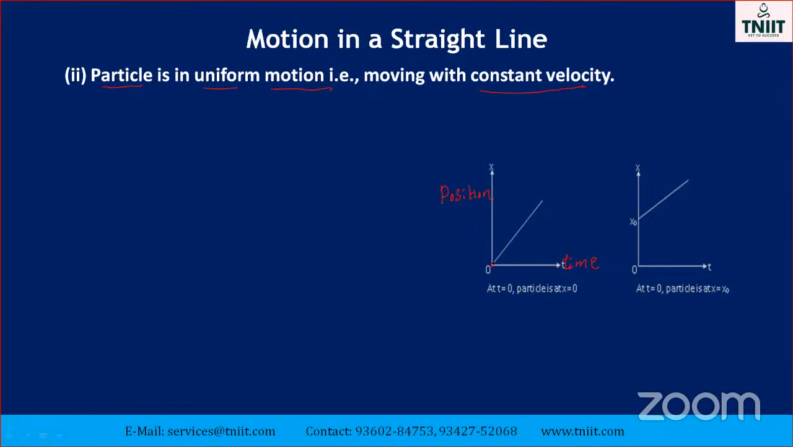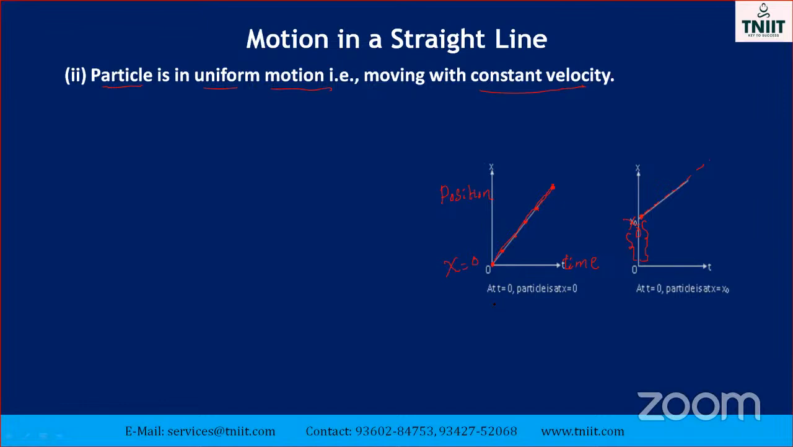Now the particle is moving with uniform velocity, means the particle keeps on changing its position, but it will cover equal position in equal intervals of time. So it is moving with a constant velocity. So the graphical representation should be like this for position versus time. Instead of passing from the origin, if you are passing from another point on the y coordinate, then it is having initial position x naught. Here the initial position will be 0 if you start drawing from origin.